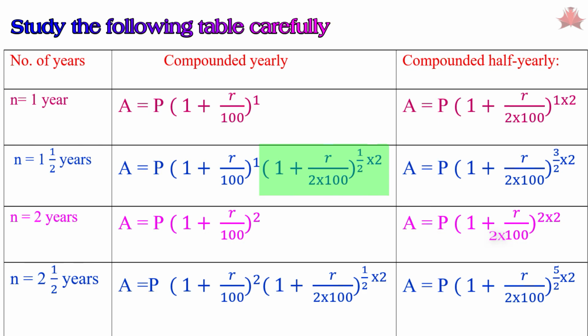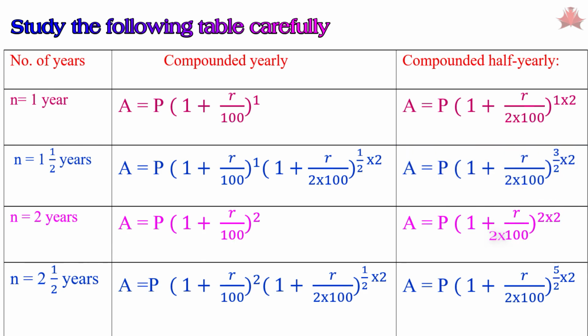Therefore, for compounded yearly, the formula is amount is equal to P into (1 plus R divided by 100) whole power 1 into (1 plus R divided by 2 into 100) whole power 1 by 2 into 2. Whereas in the compounded half yearly, amount is equal to P into (1 plus R divided by 2 into 100) whole power 3 by 2 into 2.